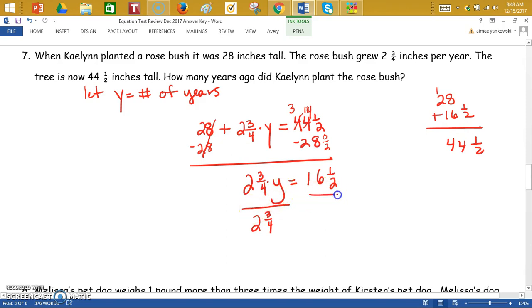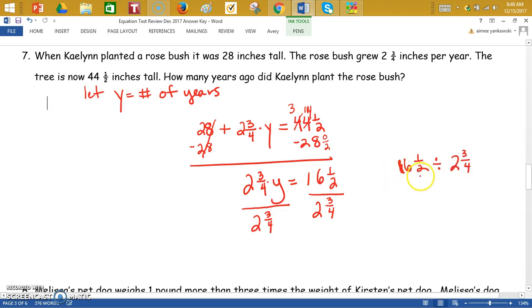If I'm going to divide by 2 3/4 on the left side of the equal sign, I have to divide by 2 3/4 on the right-hand side of the equal sign. Now I'm going to show some scrap work for that. So now I have 16 1/2 divided by 2 3/4.